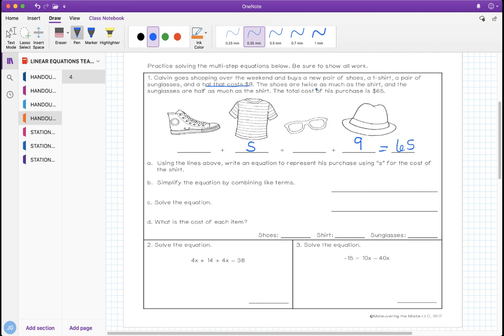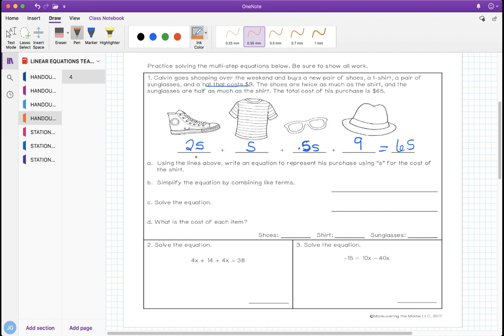Now the shoes are twice as much as the shirt. So since this is 2 times as much, that's going to be represented by 2S. And the sunglasses are half of the cost of a shirt. So I'm going to represent that by saying 0.5S. Now you could use 1/2, that's fine as well. So now I have my equation, 2S plus S plus 0.5S plus 9 will give me a total of 65.